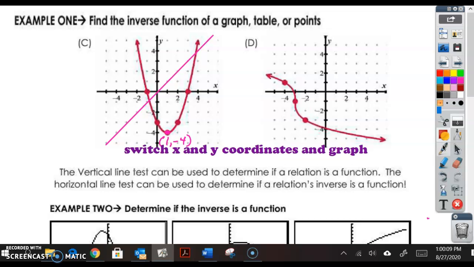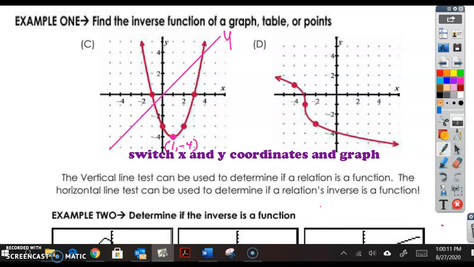Here we go. Okay, so there's my y equals x. I'm reflecting these points over y equals x. This point at (1, -4) should be (-4, 1) when I switch them. And you can see it's the same distance away on the other side of that line.